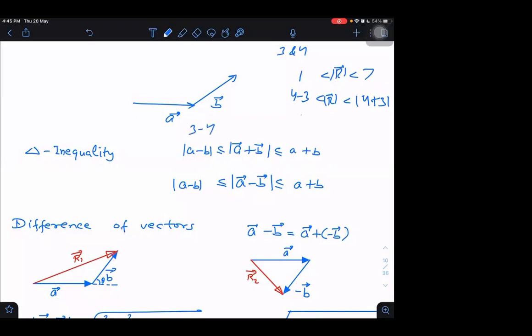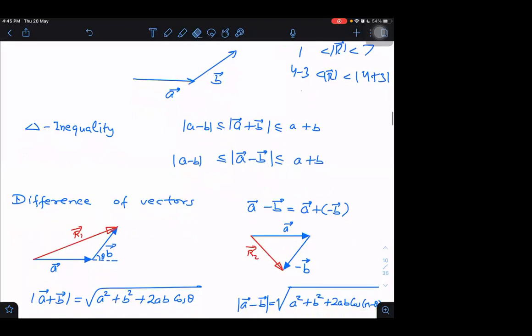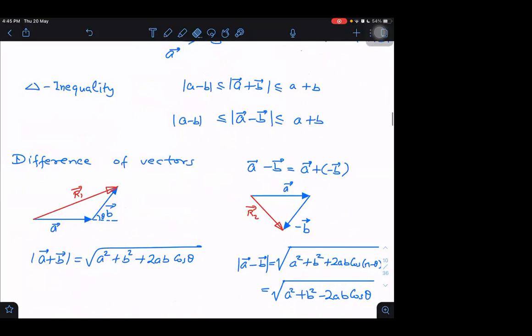Understood? So this is how we will find out the size. Difference of vectors. How to get the difference of vectors?